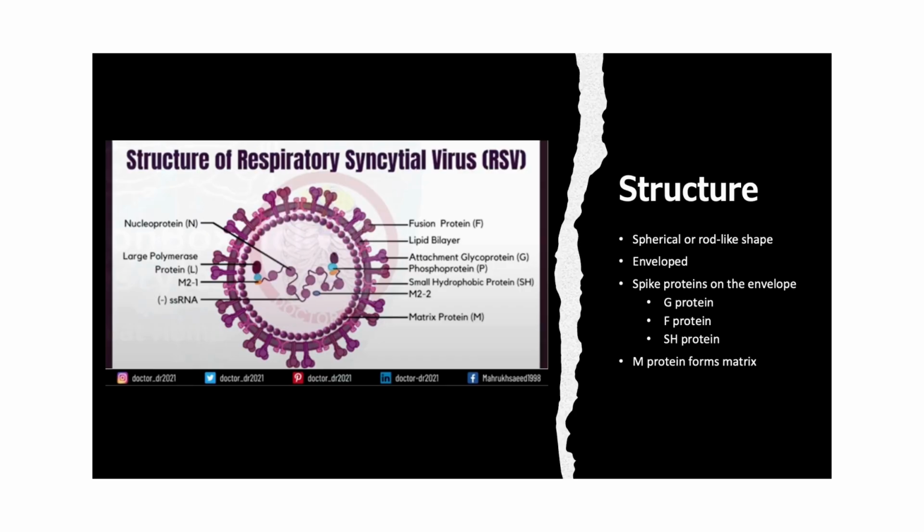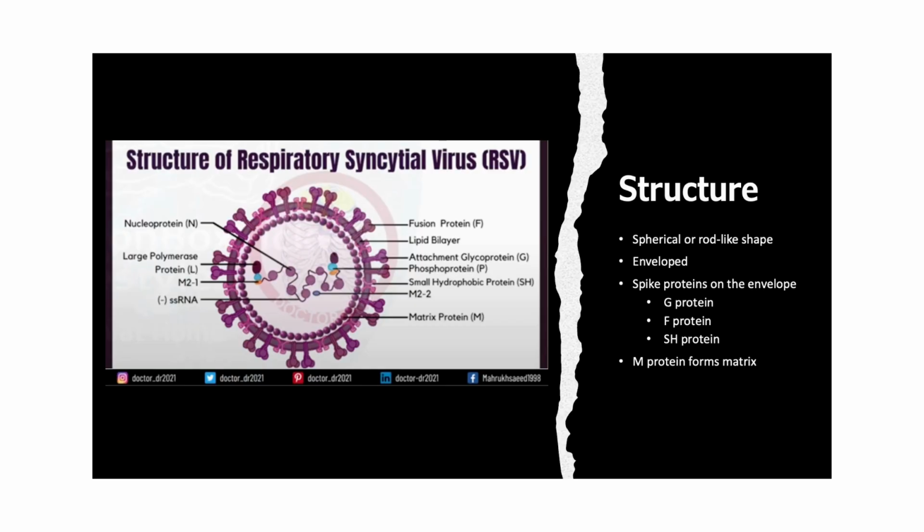RSV is an enveloped virus that is spherical or rod-like in shape. The surface of the envelope is covered with 3 types of spike proteins. The G protein is an attachment protein that helps the virus attach to human epithelial cells in the respiratory tract. The F protein merges with the human cell membrane so that RSV can empty its contents into the human cell. The SH protein, which stands for small hydrophobic protein, prevents apoptosis of the infected cell and helps the virus replication and survival.